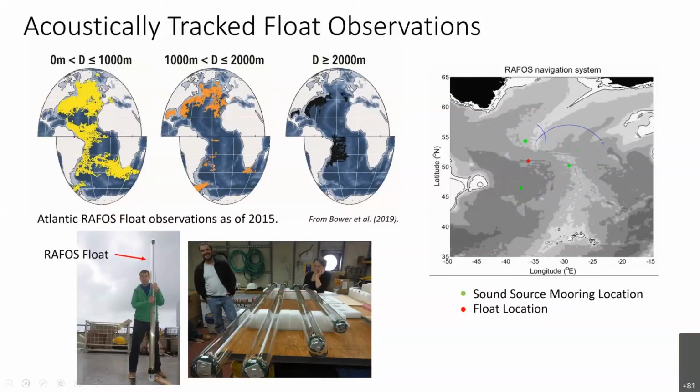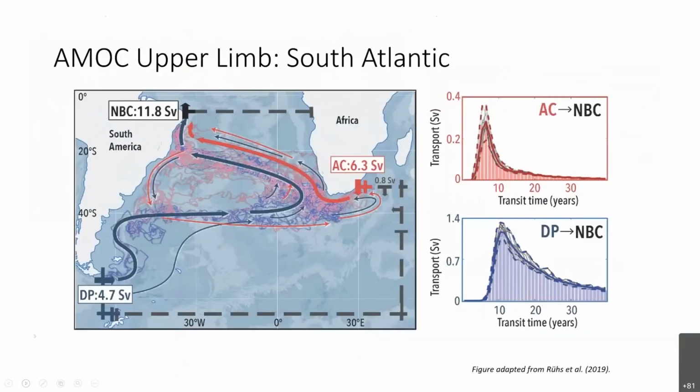Okay, if we could go to the next slide, please. AMOC upper limb, South Atlantic. So the way I'm going to proceed here is to march through sort of the conveyor belt path, starting with the upper limb of the AMOC in the South Atlantic.